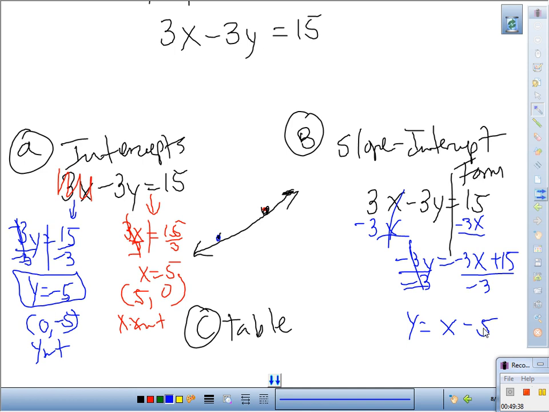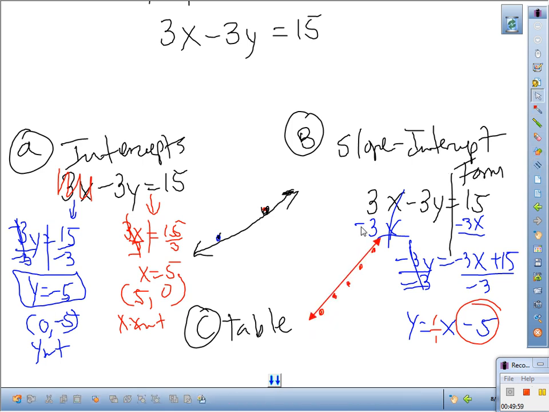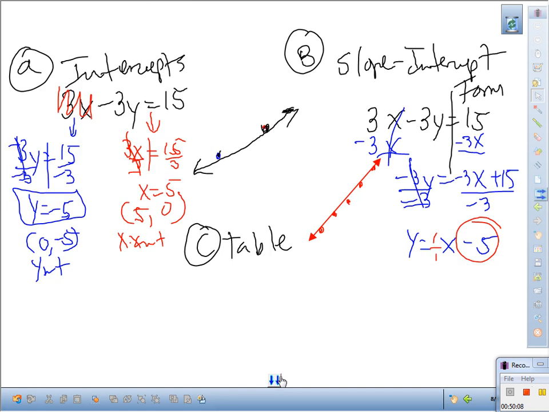And of course, we start with negative 5, which is down here. We use the slope: 1 up, 1 to the right, 1 up, 1 to the right, 1 up, 1 to the right, 1 up, 1 to the right. And then your line should be going through those points. Hands if you got something like that. Okay, good.